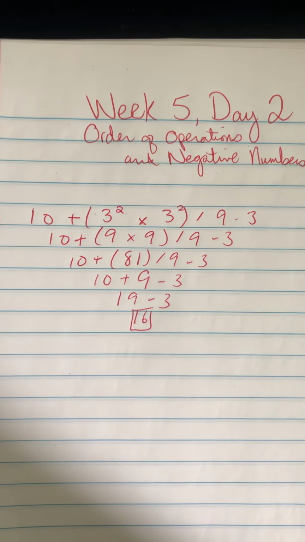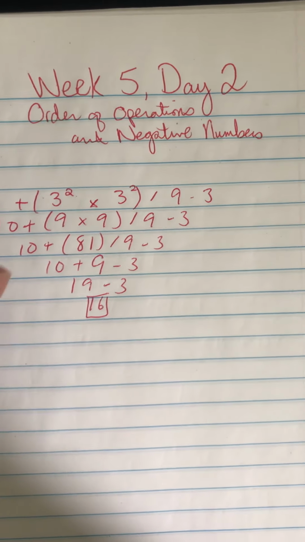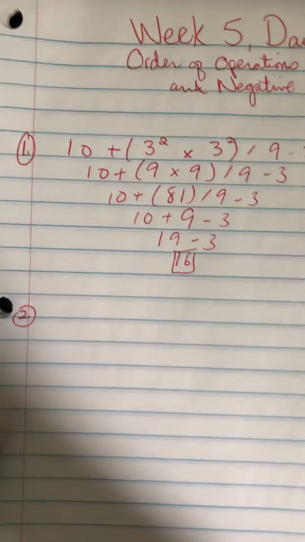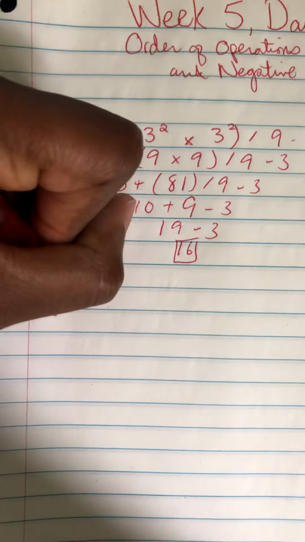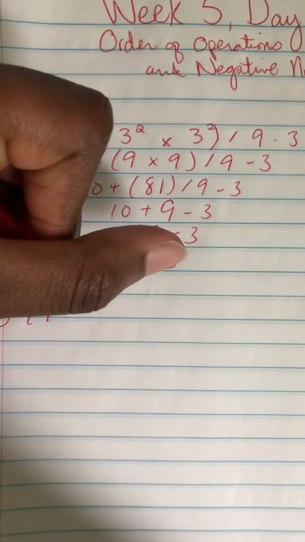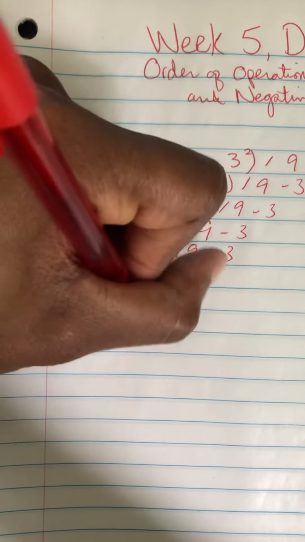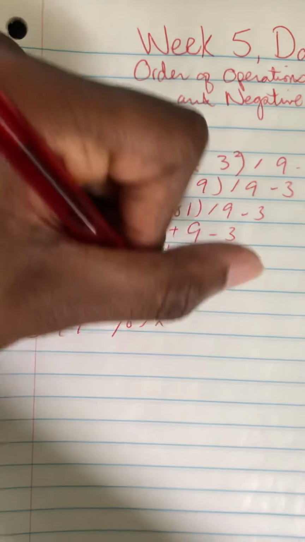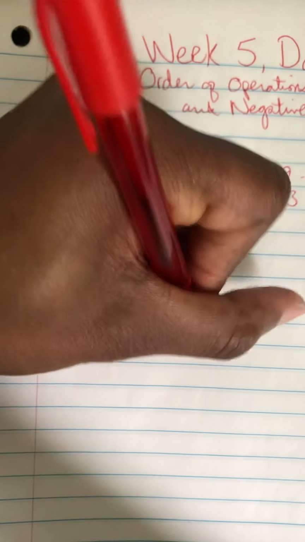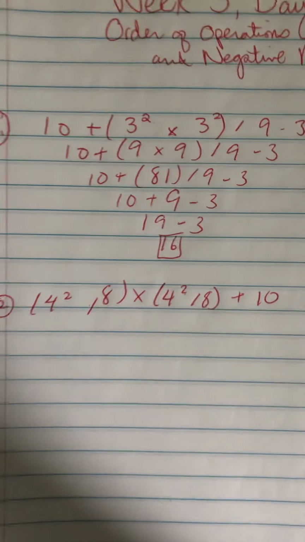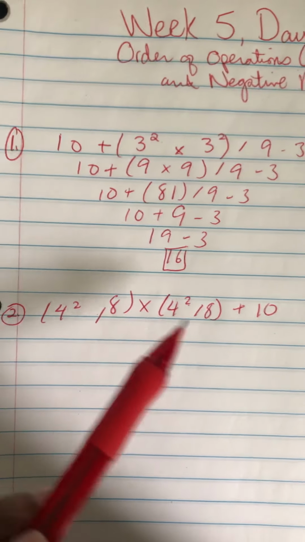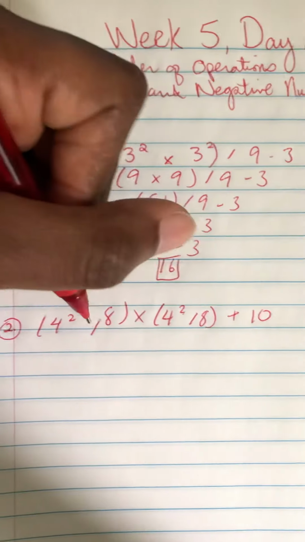All right, so now let's go ahead and do the second one, number 2. Let's see, we got some room right here. Number 2 is 4 to the second power, division symbol 8, close the parentheses, times, open parentheses, 4 to the second power, division symbol 8, close parentheses, plus 10. All right. So it doesn't matter. We could do any one of these first. It's because they're all, as I read from left to right.